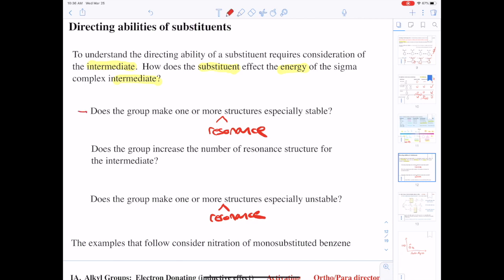at are, does the group that's already on the ring make one or more resonance structures in the intermediate especially stable? Or is there an extra resonance structure in the intermediate? As you know, if you increase the number of resonance structures, you spread out the electrons, you lower the energy. Or is there, because of the substituent already on the ring, an especially unstable resonance structure in the intermediate?